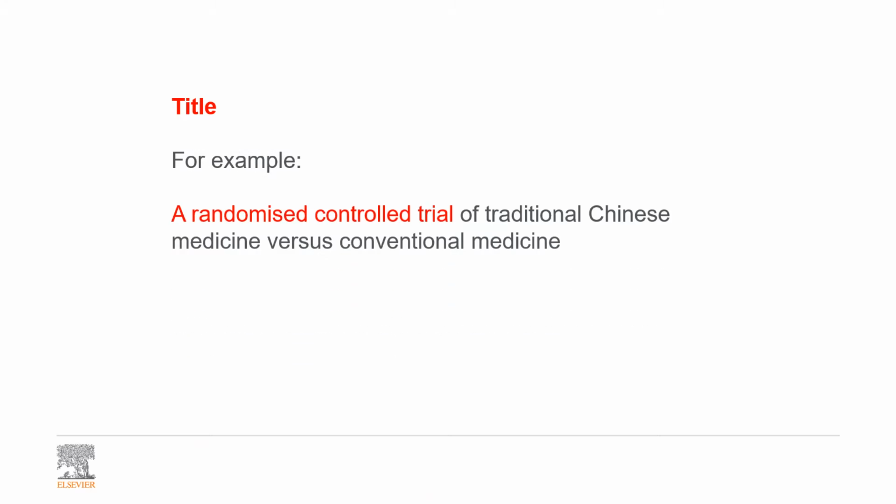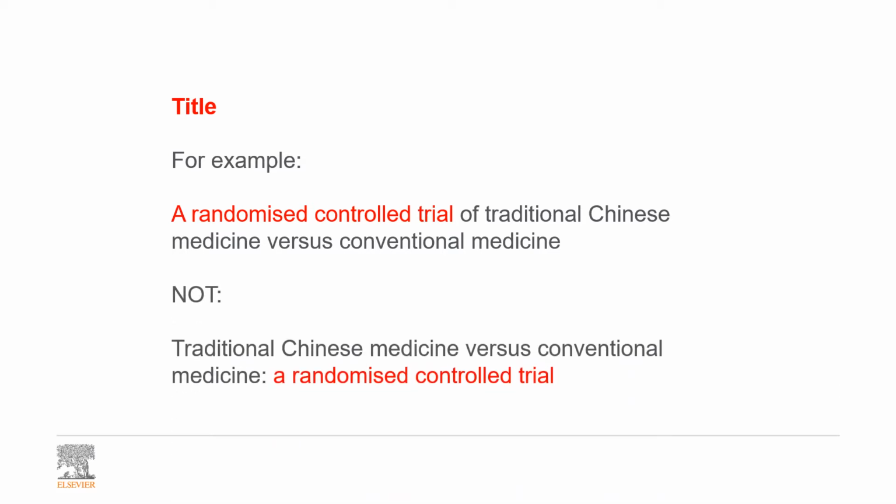A randomized controlled trial of traditional Chinese medicine versus conventional medicine. That's better than traditional Chinese medicine versus conventional medicine, a randomized controlled trial. So try to get the vital information, which is usually the design of the study, at the front of the title. This apparently makes the article more searchable on Google.